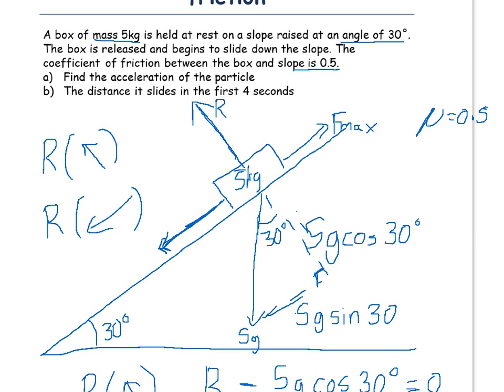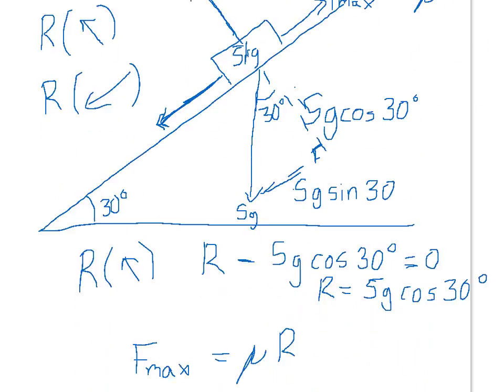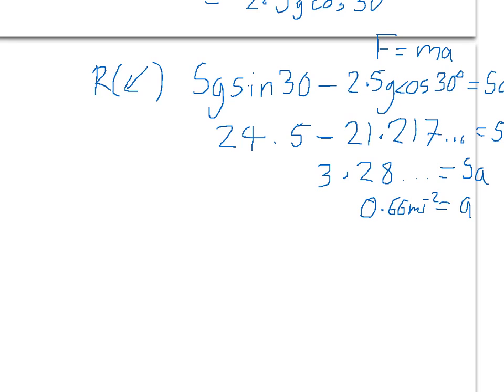Now in part B, we're asked to find the distance it slides in the first 4 seconds. To me, that screams out using SUVAT because we've got a distance and we've got a time. We also know from the question that the box is released, which means we can assume that the box starts off from rest. So the initial velocity is 0. So we're now going to use SUVAT to find out part B.